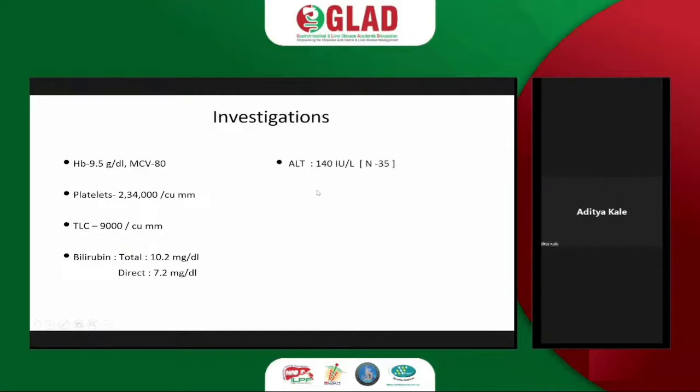ALT is 140. AST is 120. Alkaline phosphatase is 824, normal limit is 140. Albumin is 3 gram. Gamma glutamyl transpeptidase is 320.